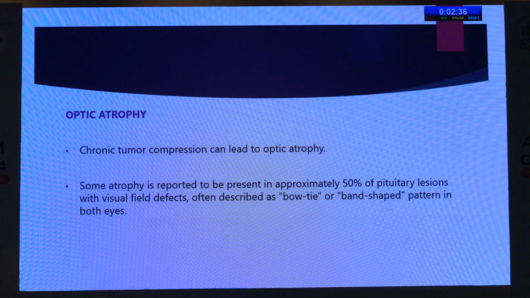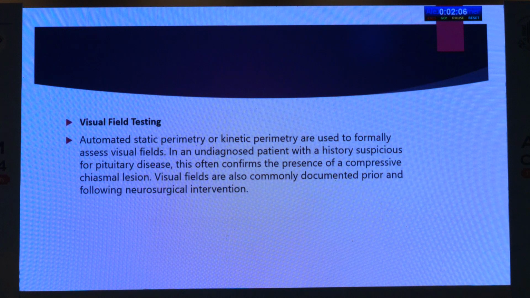Optic atrophy is the last thing that we come across in these patients, where the patient has gone undetected of having a pituitary tumor or a compressive effect in the brain that can lead to optic atrophy. So, chronic tumor compression can lead to optic atrophy, and atrophy is reported to be present in approximately 50% of pituitary lesions with visual field defects, often described as a bow tie or band-shaped pattern in both eyes.